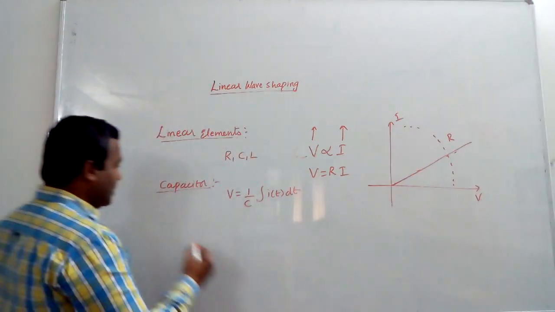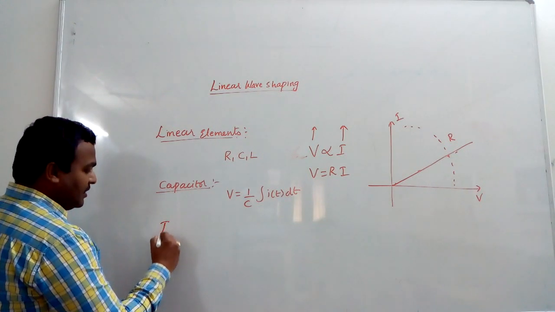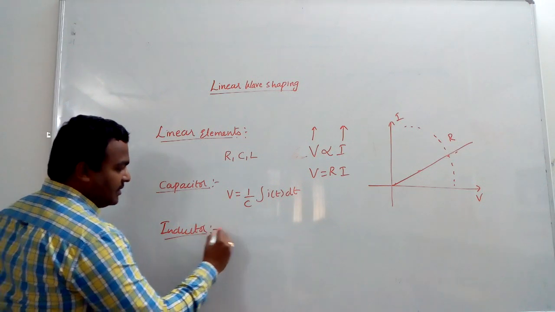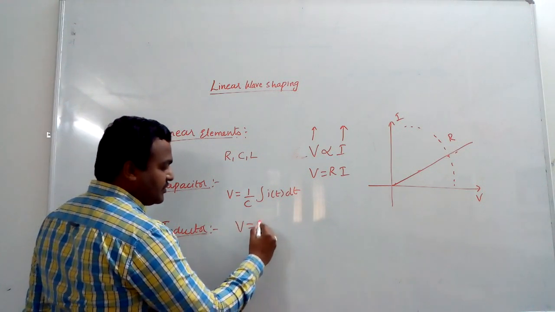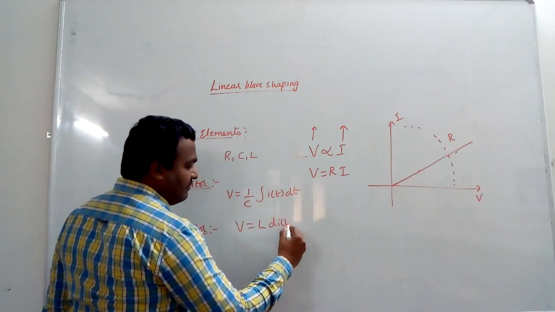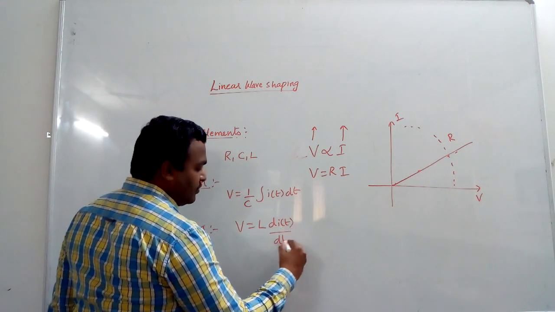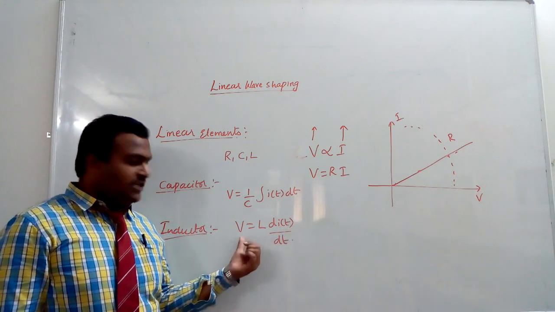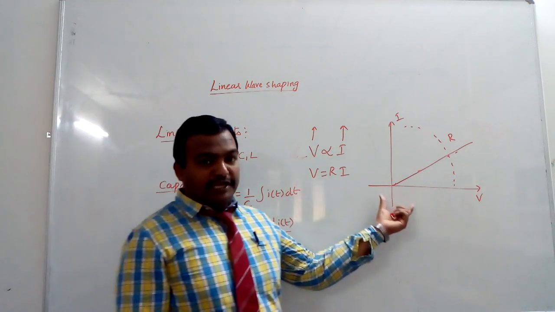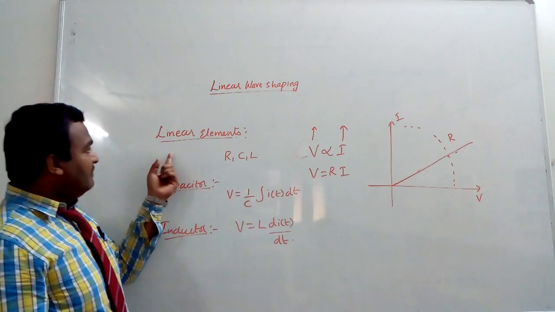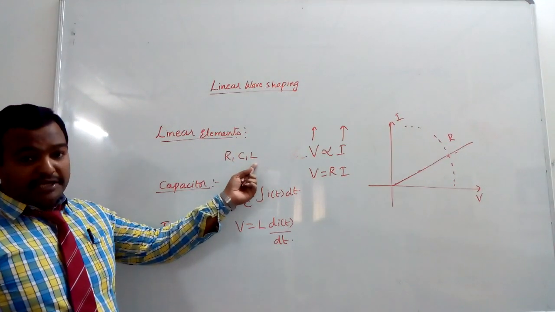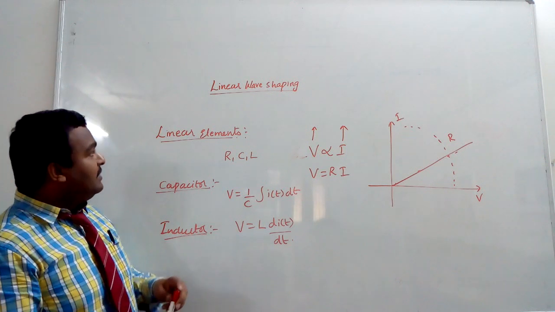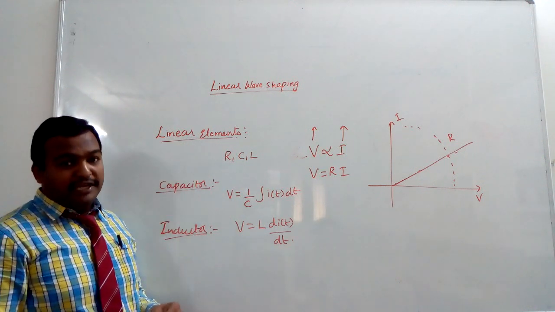Next, the inductor coil. We can define V is equal to L into di(t) by dt. Here also the same principle holds good: for every change in i(t), there is a change in V, so it also obeys the linearity property. So resistor, capacitor and inductor are these three elements, said to be passive elements, and we can classify them as linear elements.